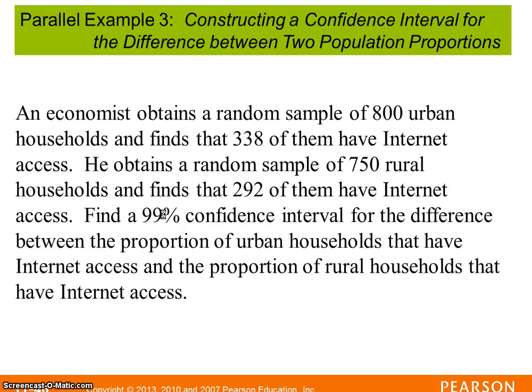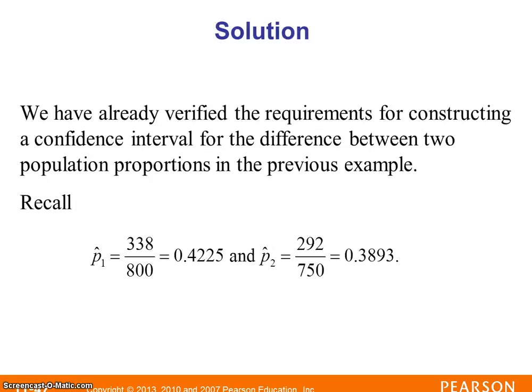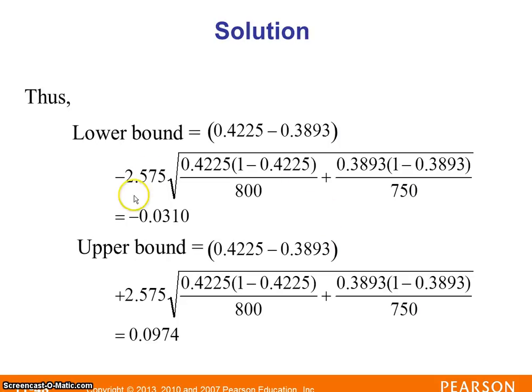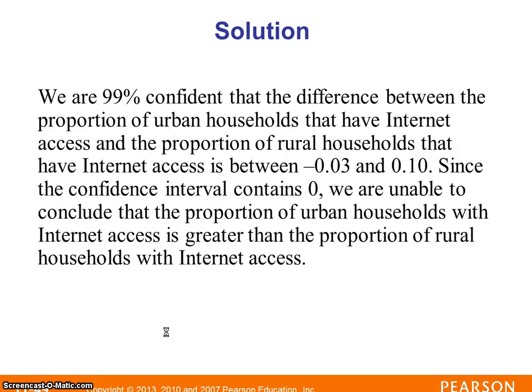So as an example of that, if you go back to the example that we did before, let's say that you want to find a 99% confidence interval. You want values for which you'll be 99% confident that the values hold. So again, you would just go ahead and calculate your proportions. Again, plug into the formula. You'll get negative 0.0310 for the lower bound and 0.0974 for the upper bound. So you can be 99% confident that your values are between those two bounds.